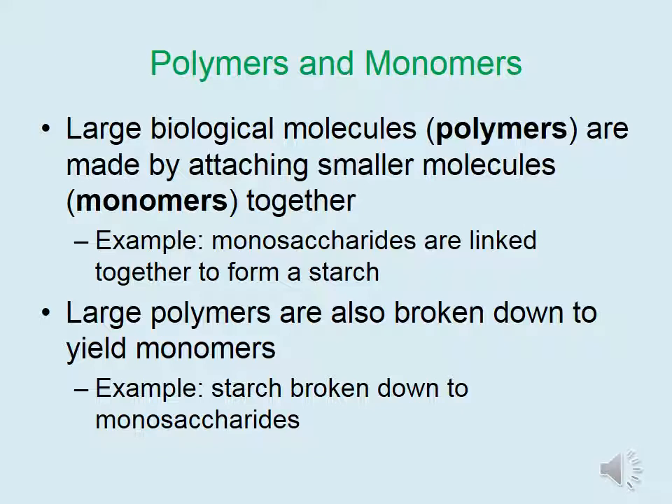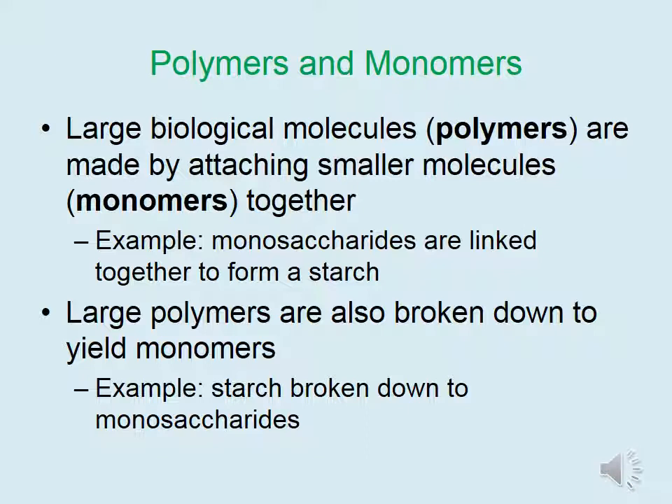The molecules that we eat are very often large molecules called polymers that are made by attaching smaller molecules called monomers together. Poly as a prefix means many, and mono as a prefix means one. An example is that monosaccharides, which are individual sugar molecules, are linked together to form starch, which is a large carbohydrate found in fruits and vegetables such as potatoes and apples.